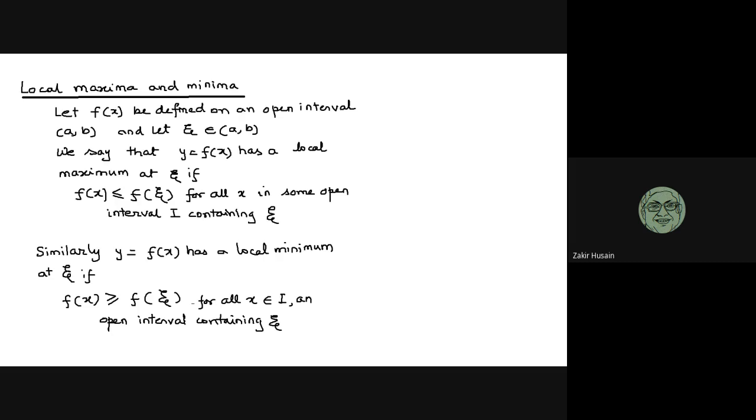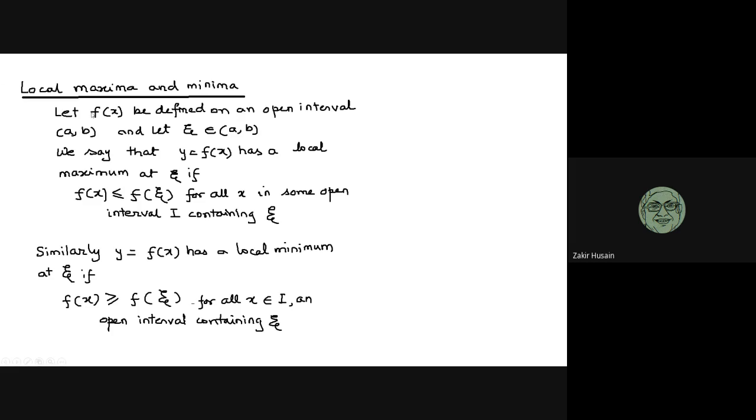Okay, so we have a function y equal to f(x), which is defined on an open interval (a, b). So that means a and b, the two extreme points, are not included within the interval. So within this interval (a, b), we take a point psi. We say that the function y equal to f(x) has a local maximum at x equal to psi if f(x) is less than or equal to f(psi) for all x in some open interval I containing psi.